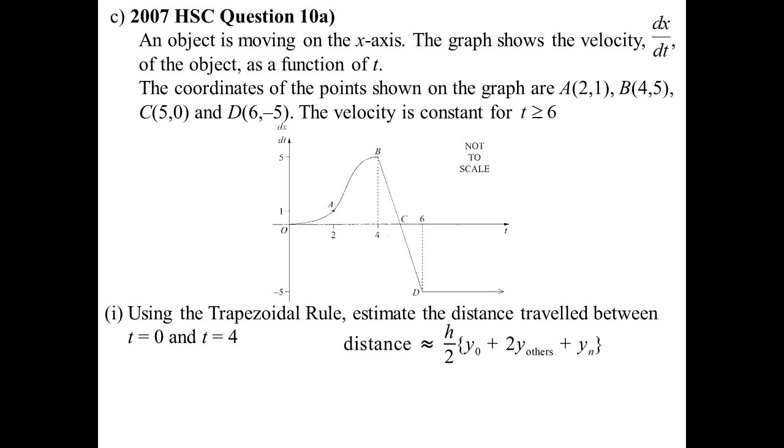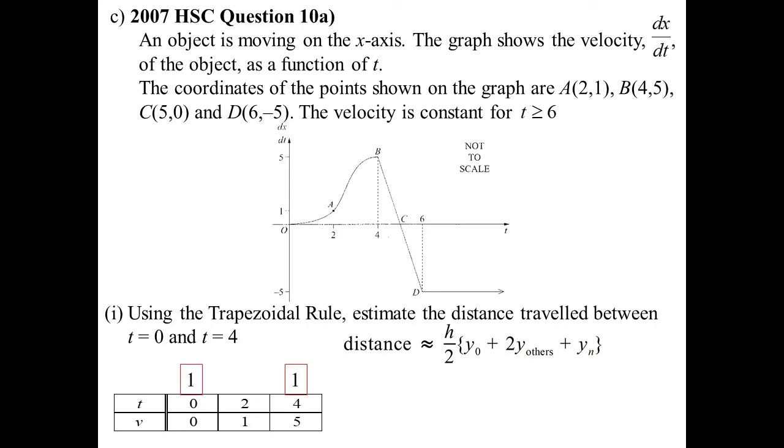So our trapezoidal rule will have h on 2, y values at the endpoint, so y0, yn, and then 2 times all the other y values. Draw up a table of values. Well, the only ones I know are when t equals 0, 2, and 4. So it'll be 1 times the end ones, 2 times the middle one. So we'll get h. Well, the height of each of our trapeziums is 2. And it'll be 2 on 2 outside of 0. Twice 1 plus 5, we get 7 metres. So that's our estimate of the distance that's been travelled between 0 and 4.